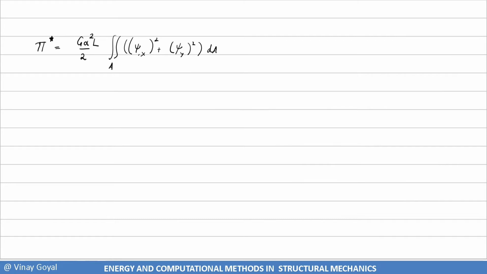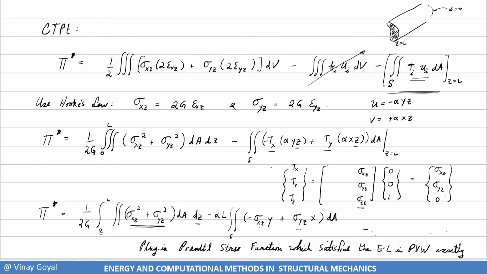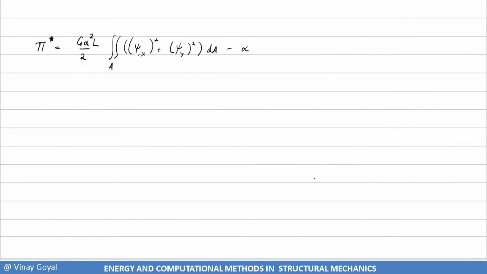Is it correct what I have? Yeah, it is correct. Minus alpha, and I have alpha squared again because I'm going to plug in all this stuff in here. So I get minus G alpha squared again times L. So that looks correct to me. Integral over the cross-sectional area. But now I have minus C comma Y times Y plus C comma X times X, dA. So that's what I have.